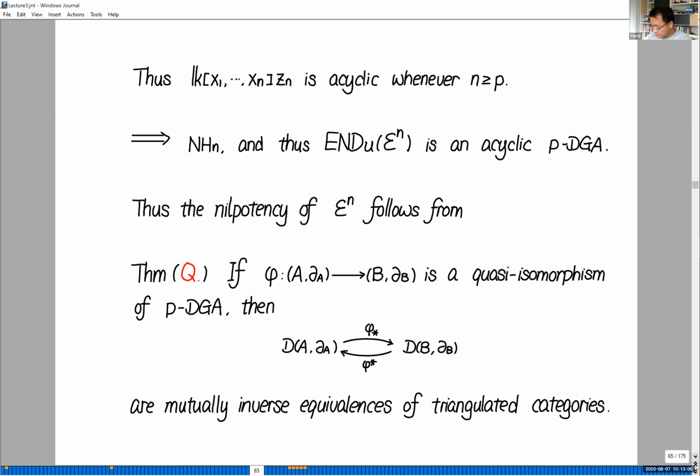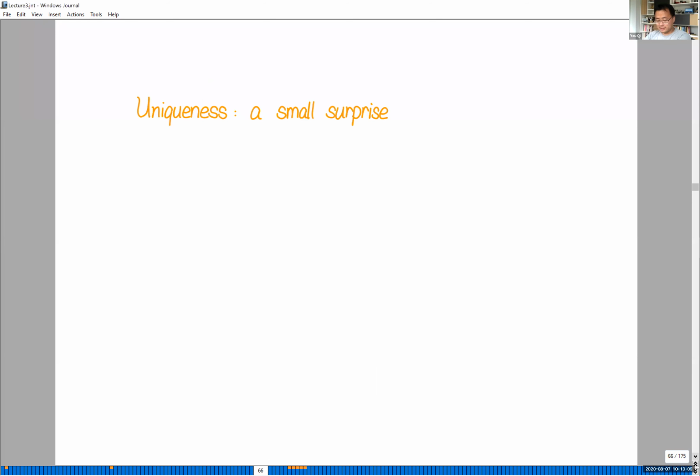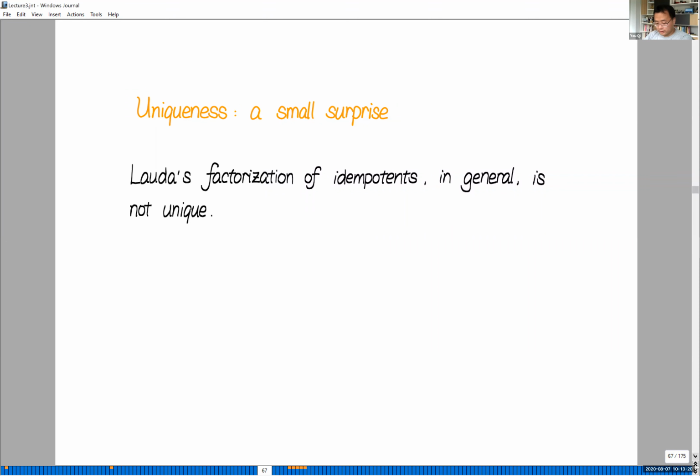Okay. So finally, before we move on to today's main topic, I want to emphasize that there's a somewhat small surprise, at least to me and Ben when we did this work, which is the uniqueness of this P differential structure. So Aaron Lauda's factorization of the idempotents in general is not quite unique.